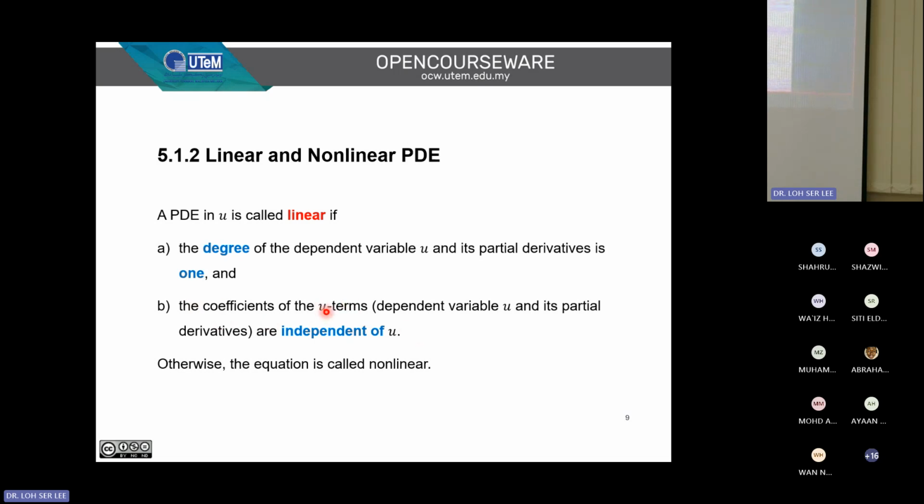And the second criteria is, we call all the u, ux, uy, uxy, uxx, or uyy, all this as u terms. So the coefficient of the u terms must be independent of u. Independent of u means free from u. That means it cannot be u. It must be free from u. The coefficient of the u terms cannot be u, in other words. So if the PDE satisfies these two requirements, that means it is a linear PDE.